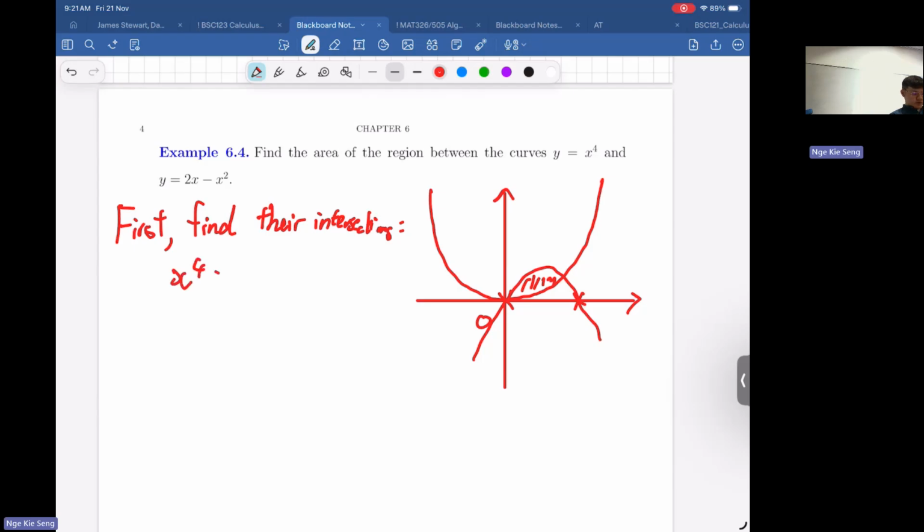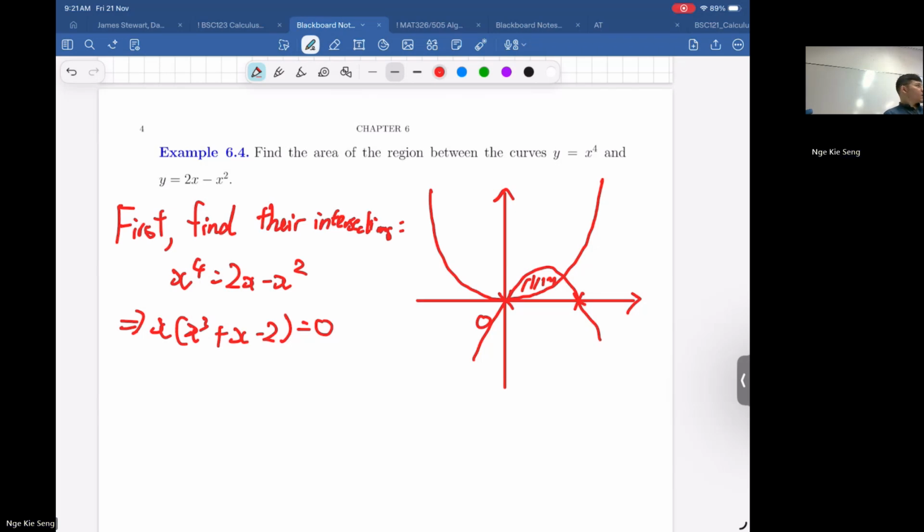So let x squared equals 2x minus x squared. Then you get something like x times x cubed plus x. Okay, how to factorize this x cubed here? Cubic polynomial. Any way to factorize it?